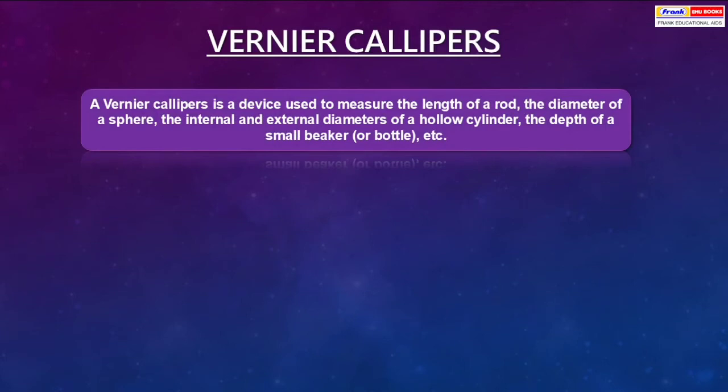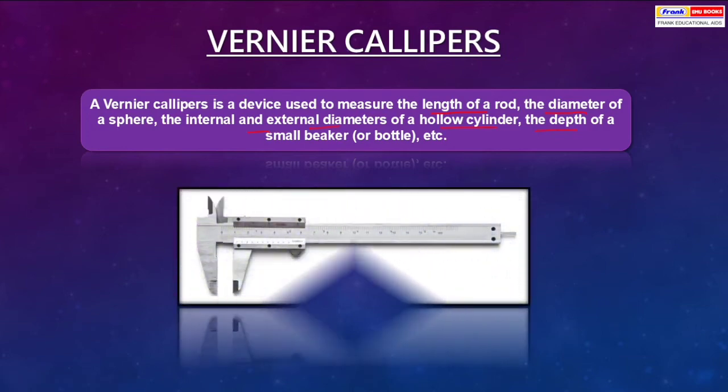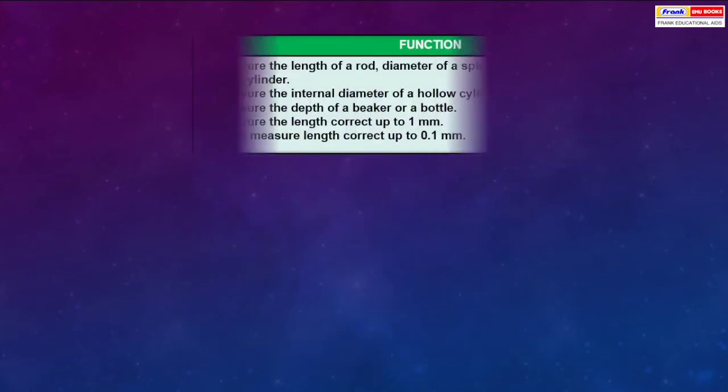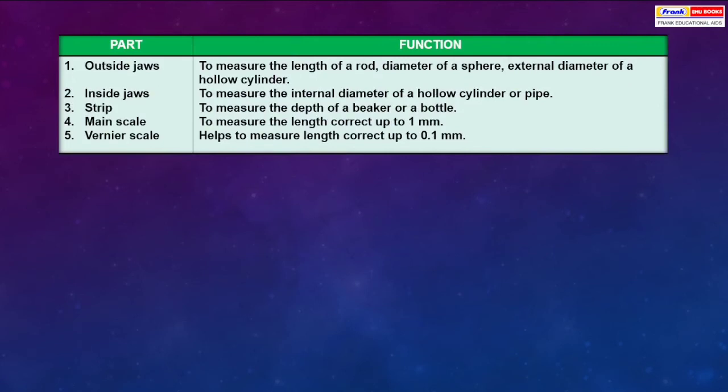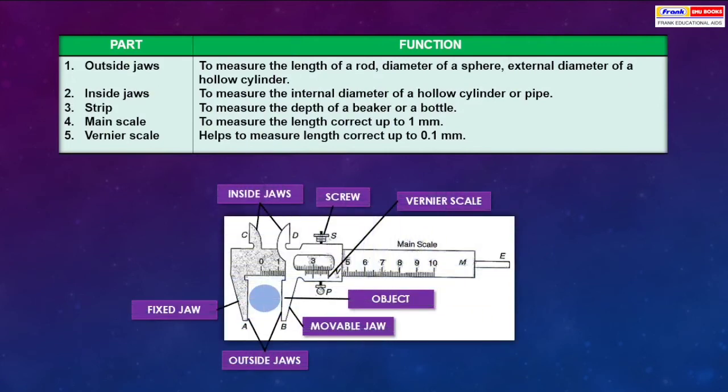Now coming to the vernier caliper, basically it is an instrument, a device which is used to measure the length of a rod, the diameter of a sphere, the internal and external diameter of a hollow cylinder, the depth of a small beaker or bottle, etc. Here you can see the picture of the vernier caliper. Now we will see the function of each and every part of the vernier caliper. Here you can see the labeled diagram of the vernier caliper.